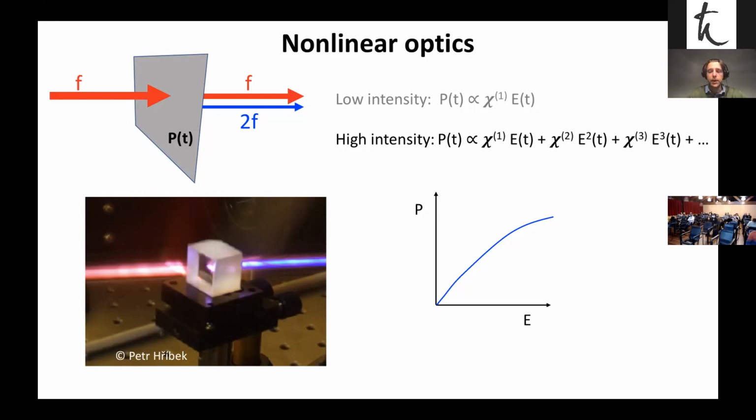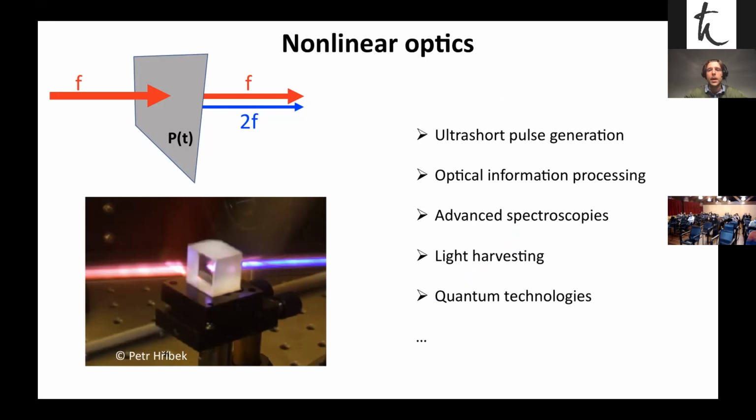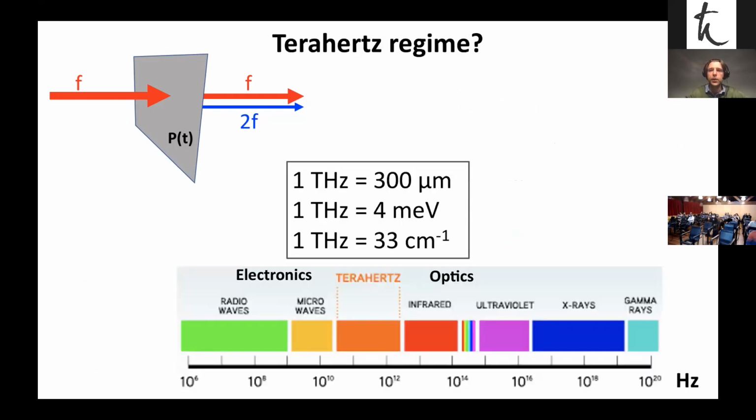This works really nicely in the visible regime and is very useful for all kinds of applications. I list a few here. But it's actually very difficult to do this in the terahertz regime. There are not a lot of good materials that can do efficient nonlinear optics in the terahertz regime. The terahertz regime is where you have a wavelength of 300 microns, so a very long wavelength and very low energy. It's located in between the electronics regime and the optics regime.